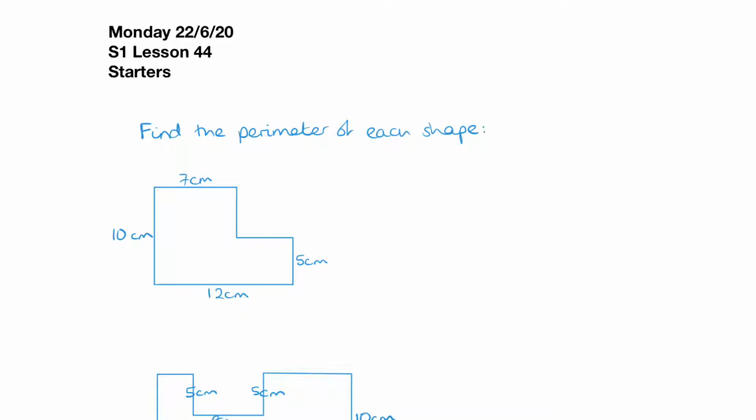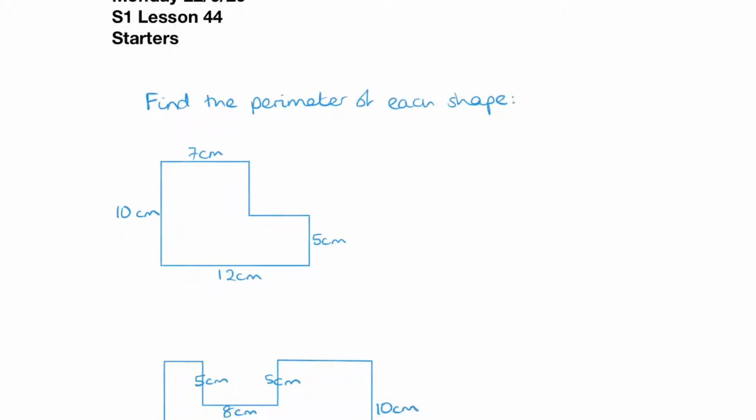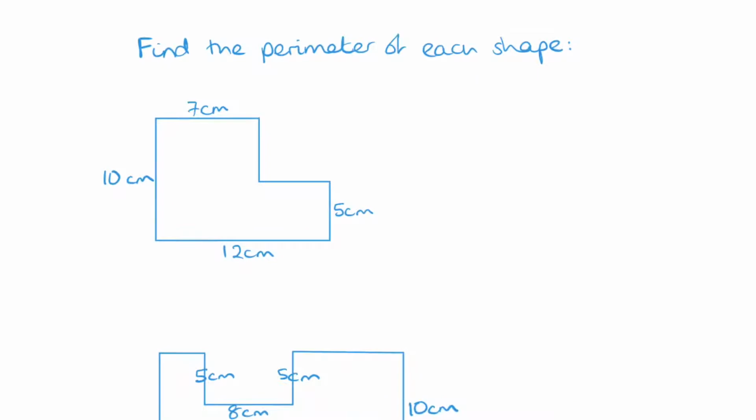So like I say, I'm going to be going through the starters quite quickly. Okay, so the first one, the perimeter of each shape. Remember the quick way that I showed you to do this. So that line along there is the same length as that line and that line put together. Okay, and remember the reason for that is that if we move that line down there, then it adds together with the other one to make 12 centimetres.